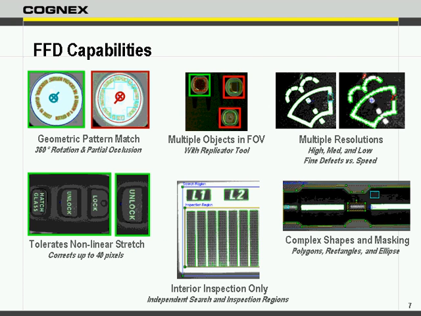So let's bring all of these up. So some of the capabilities of FFD, real quickly, looking at geometric pattern matching, this is what object locate does, and object locate is in fact used for the positioning in FFD.